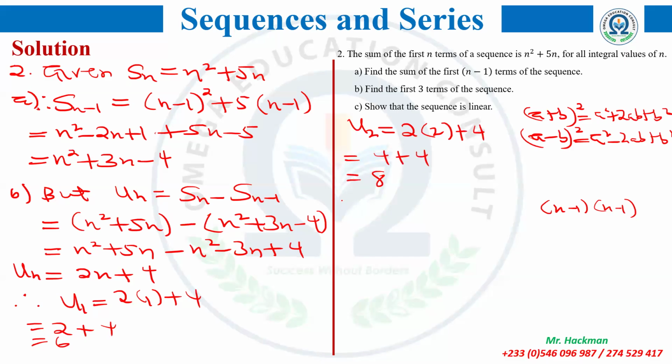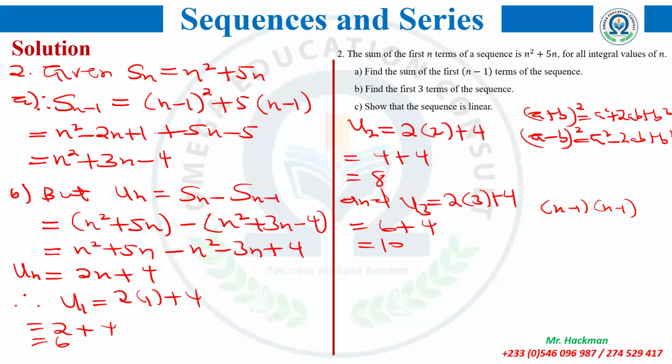And the last one, u up 3, we know will be equal to 2 into 3 plus 4, which will be equal to 6 plus 4, which is equal to 10. So you found your first 3 terms. All correct?